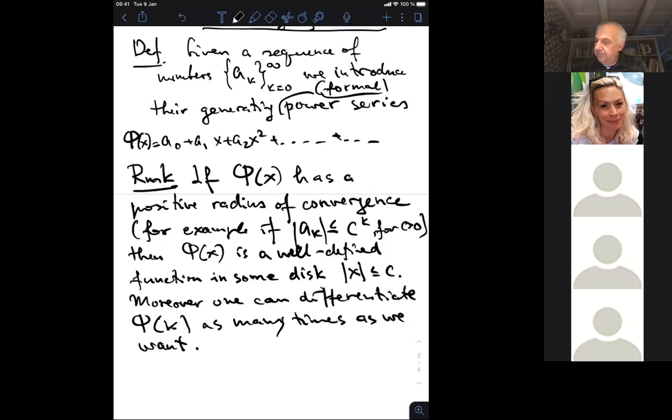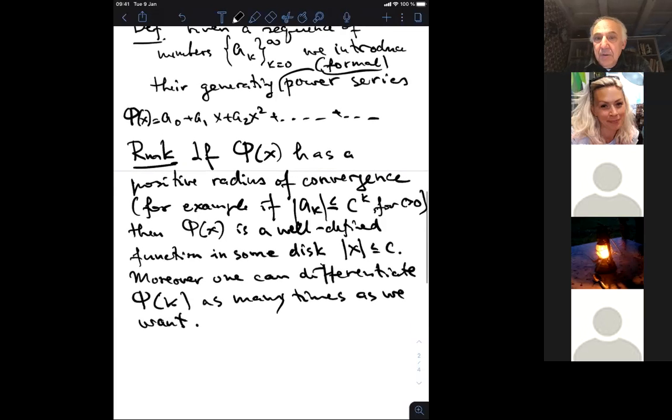Sorry, what did you write? Remark? If phi of x has a positive radius. What's the word that's underlined? Remark. That's a remark. Thank you.